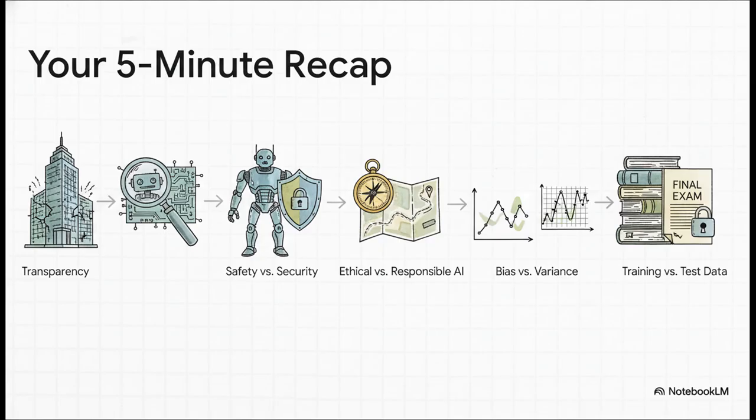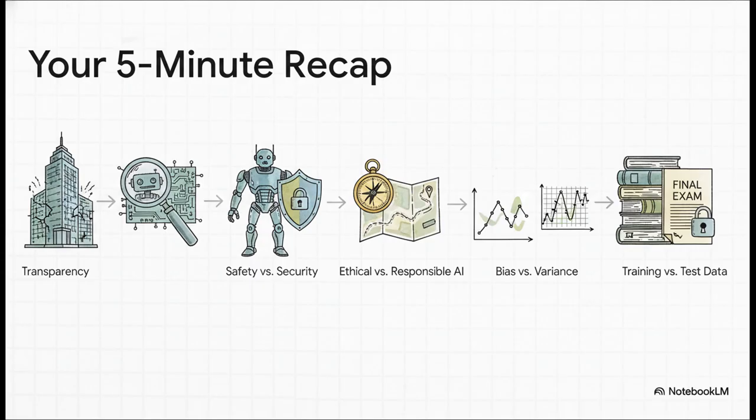All right, let's do a super quick rundown of everything we covered. Transparency versus explainability, that's knowing what versus understanding why. Safety versus security, that's preventing accidents versus preventing attacks. Ethical AI versus responsible AI, that's the principles versus the practice. Bias versus variance, that's underfitting versus overfitting. And finally, training data versus test data, that's the textbook versus the exam.